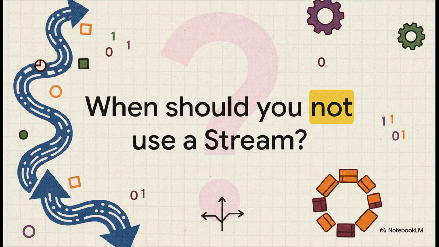So we've seen just how powerful and elegant Java streams can be. But like with any powerful tool, it's just as important to know when not to use it. And that brings me to a final question for you to think about. With all this power, can you think of any situations where a simple, old-fashioned for loop might actually be the better choice? It's definitely something to consider as you master this amazing feature.